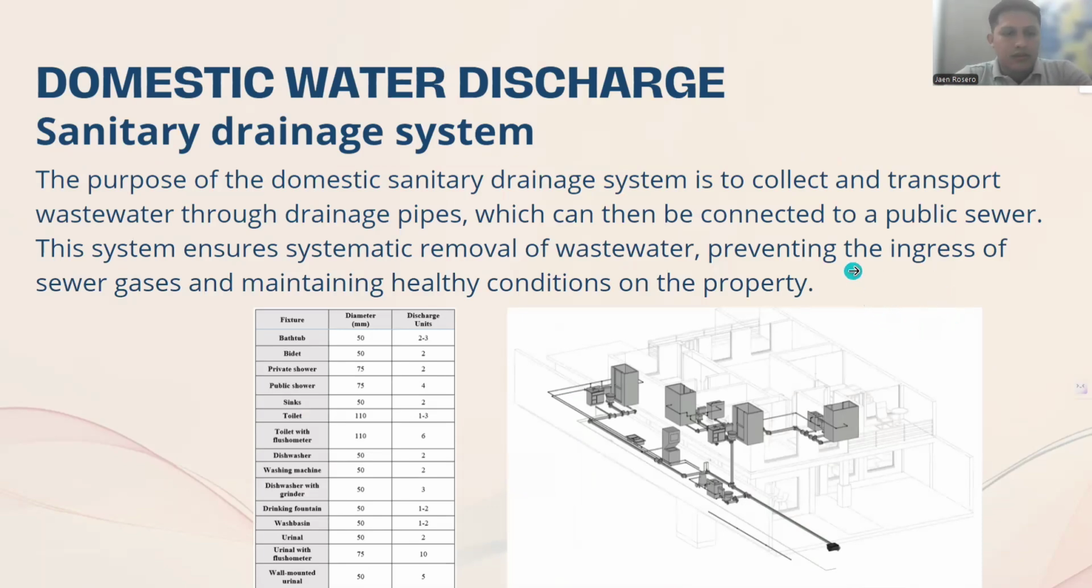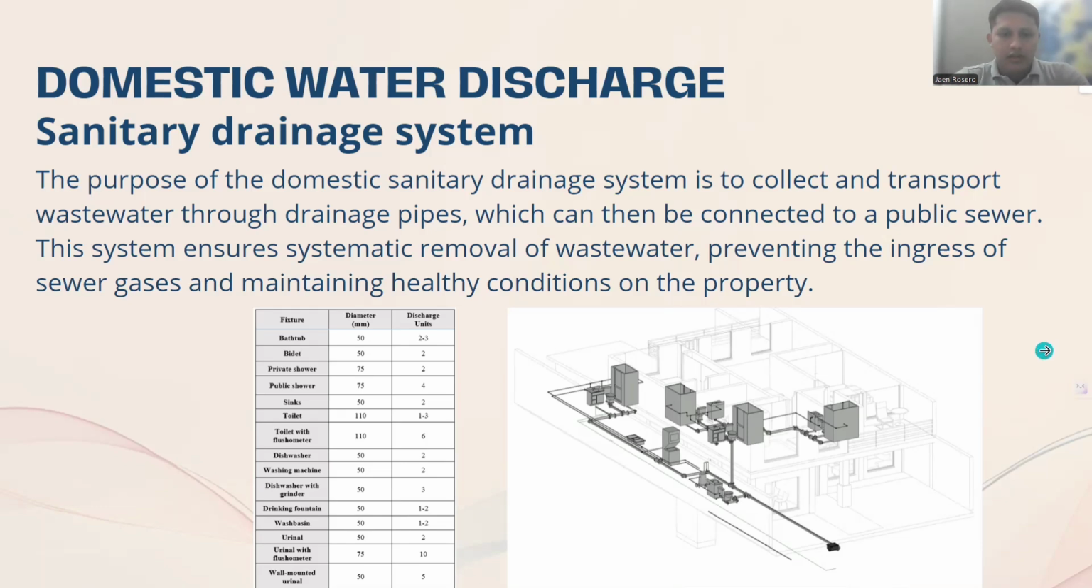The subject is the sanitary drainage system. The purpose of the domestic sanitary drainage system is the collecting of wastewater and stormwater through the storage pipes, which connect to a public sewer. The system ensures the normal flow of the water, providing the drainage of the several wells and maintaining healthy conditions of the property.